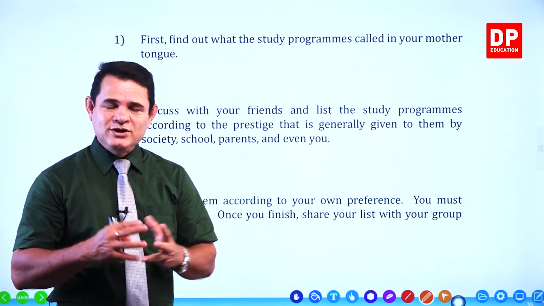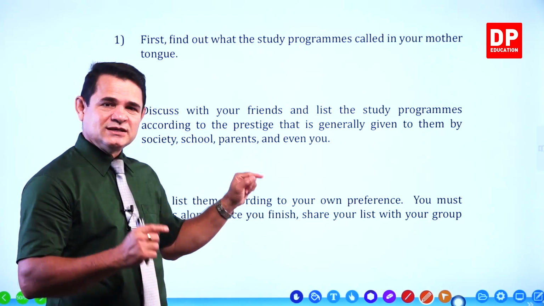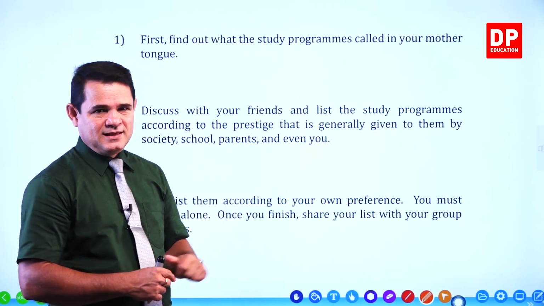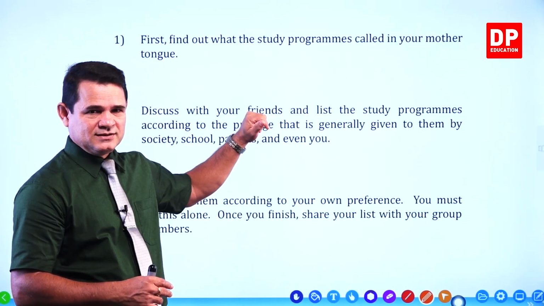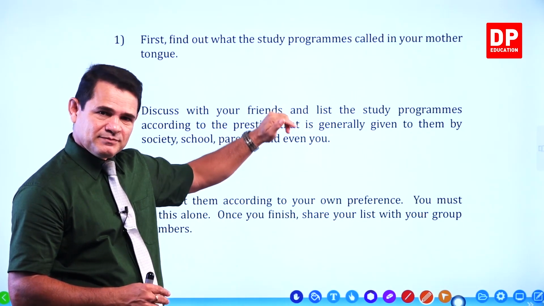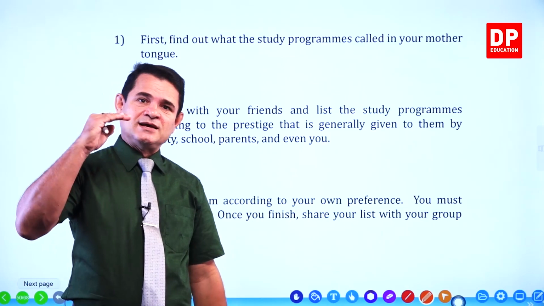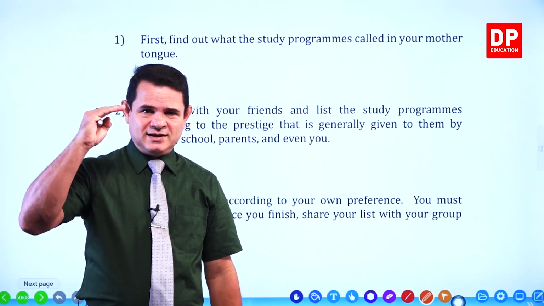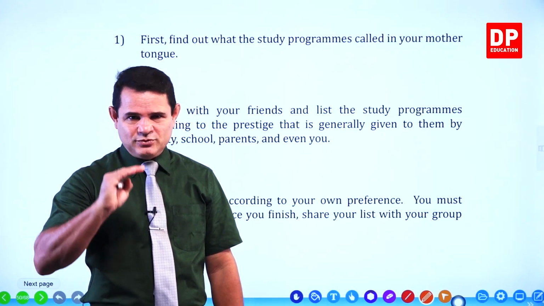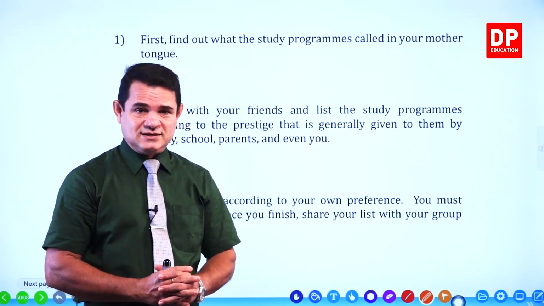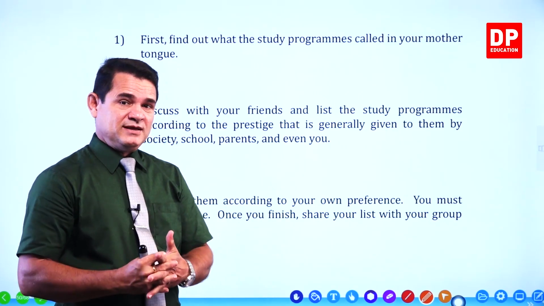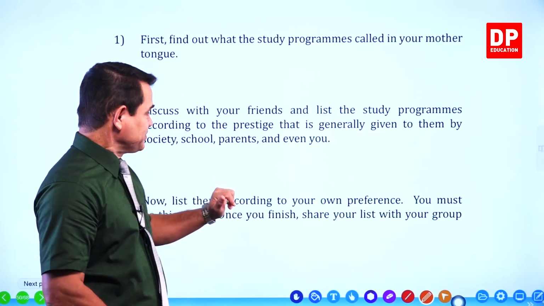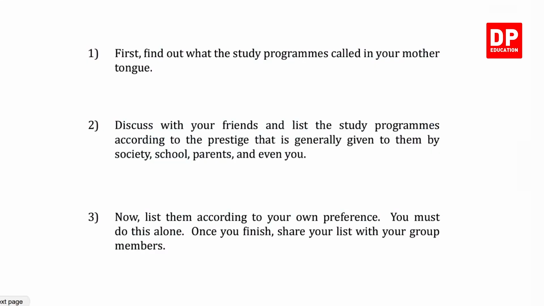So according to that, those things you just list them out. ඒ කලින් අපි දැකපු study programs ටික වඩාත් ඉහළ තැනක් ලැබෙන එක number 1. Next one number 2, number 3, like that. Put them in order as you discuss, as you think, according to your parents and society and the school, right? And the next one. Now list them according to your own preference.